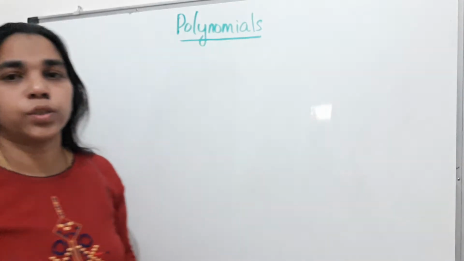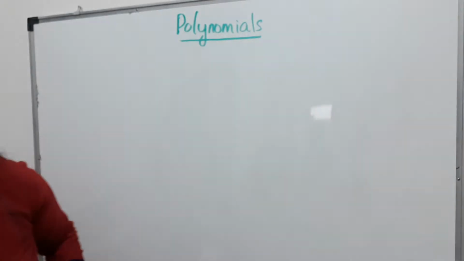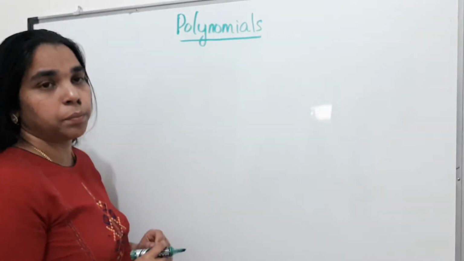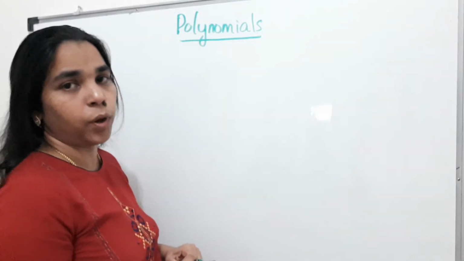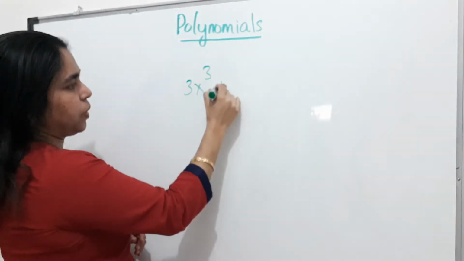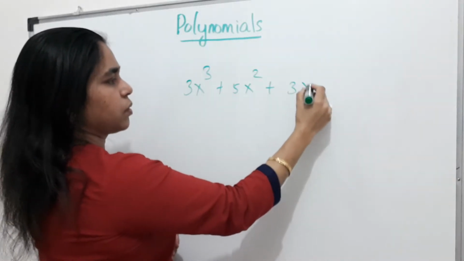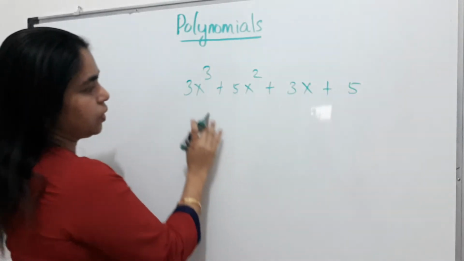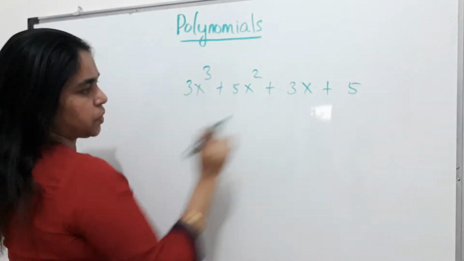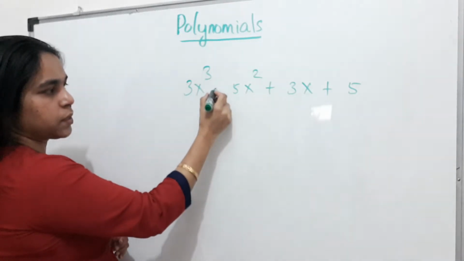In this video we are going to talk about polynomials. What is a polynomial? A polynomial means some terms which are separated by plus or minus. For example, 3x cubed plus 5x squared plus 3x plus 5. This is a term, this is a term, and this is a term. Four terms are there, and they are separated by either plus or minus.